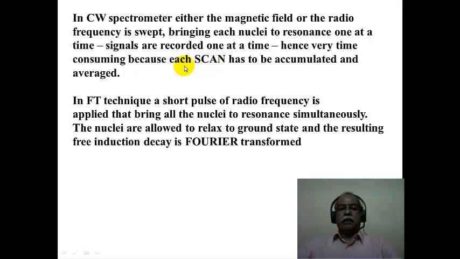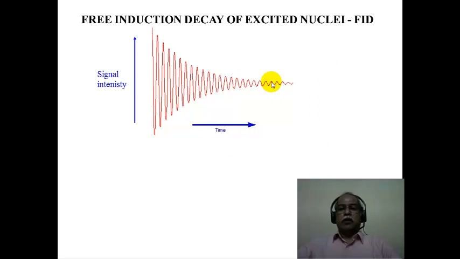On the other hand, in the FT technique, a very short pulse of radio frequency covering a range of frequencies is applied, and this brings all the nuclei to resonance simultaneously. The nuclei are then allowed to relax to the ground state, and the resulting free induction decay is Fourier transformed. This is pictorially represented here. This is the free induction decay of a single nucleus, for example. It is a sinusoidal decaying curve, as shown here. This is the signal intensity versus time.